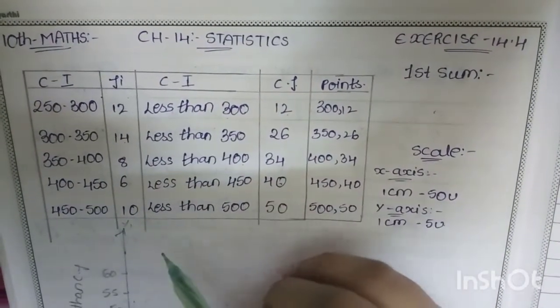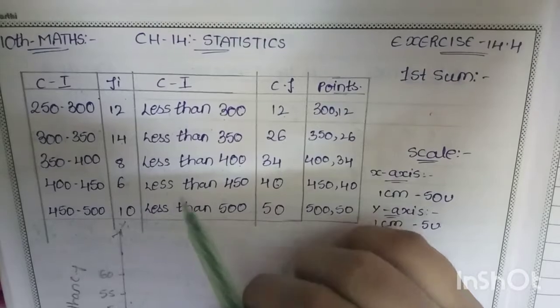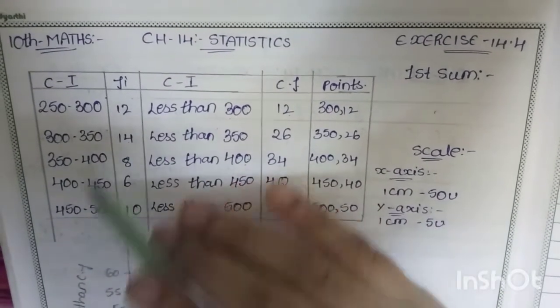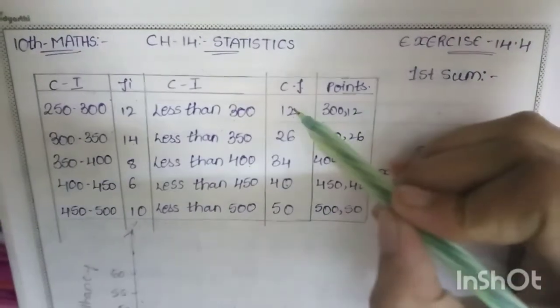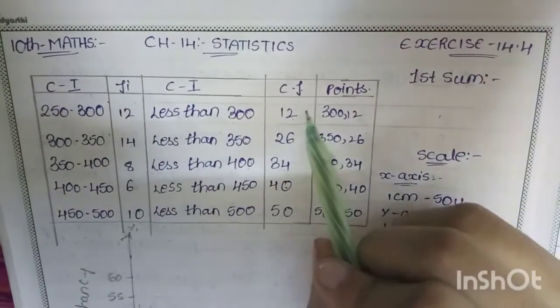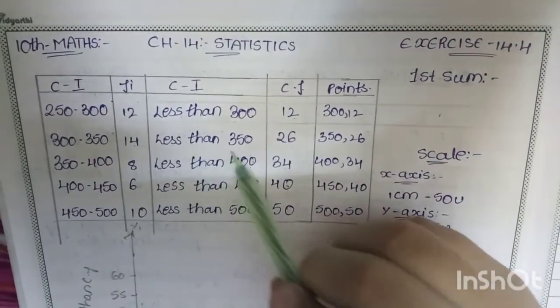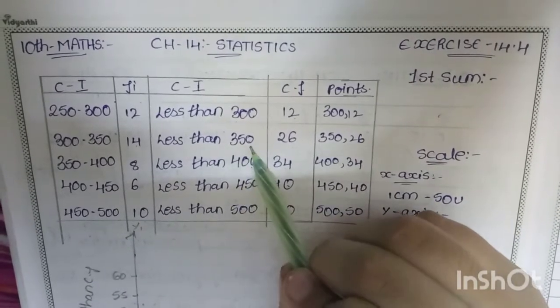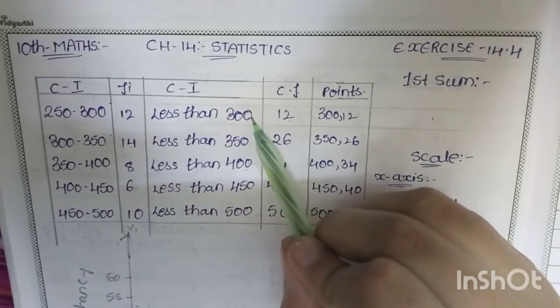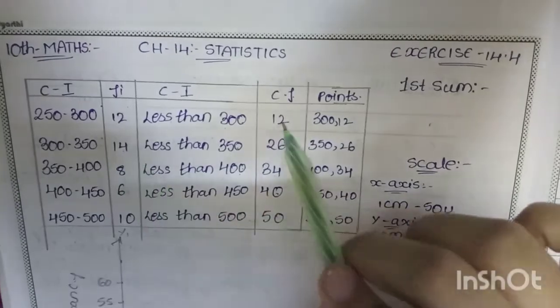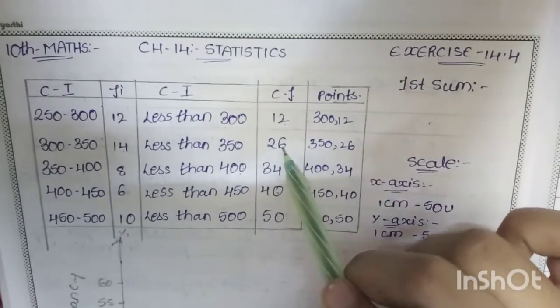Now we have to find the cumulative frequency as well. So this will be acquired from the frequency only. The first one will be written as it is, that is 12 will be written 12. Now we want the cumulative frequency less than 350. Less than 350 in the sense less than 300 are also included. So we can add 14 plus 12, which will be equal to 26.